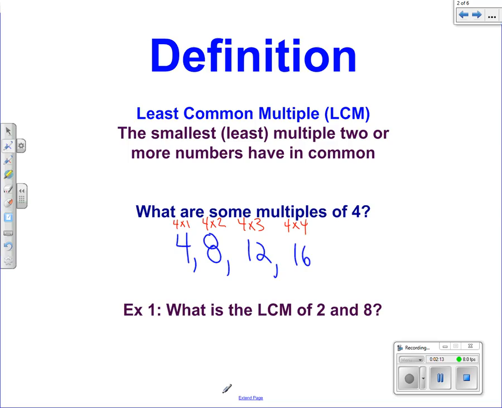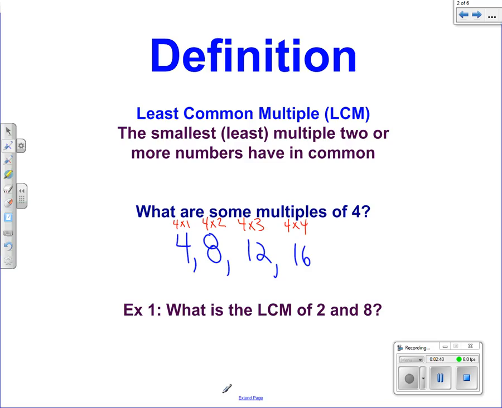All right, now, let's take a look at our first example. What is the least common multiple of 2 and 8? Now, if you're looking at that and you're saying, I have no idea how to find what the LCM is, I'm at a loss. Hey, that's all right. What you can do is list the multiples of 2, list some multiples of 8, and then we want to find the smallest number that is in both lists.